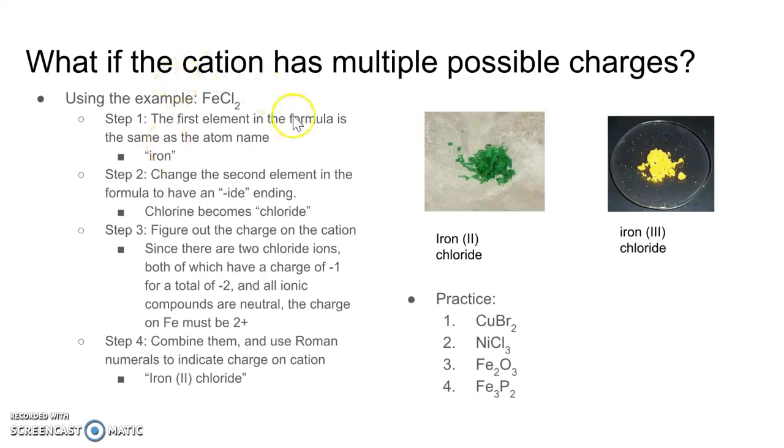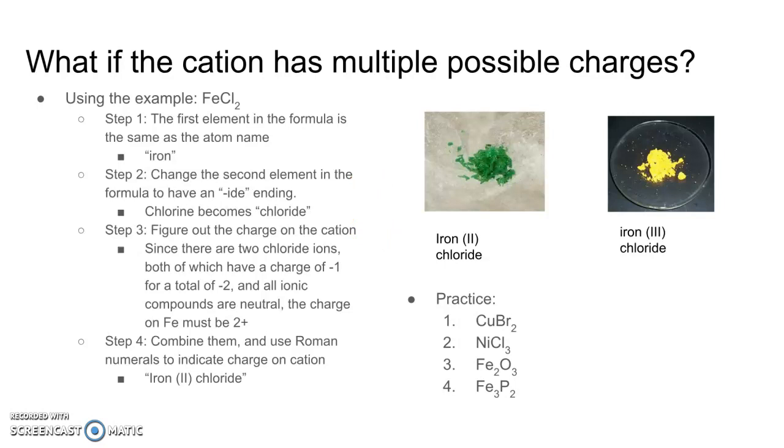So if I use this particular example, FeCl2, again, just as before, the first element in the formula is the same as the atom name. So Fe is iron. And then the second element in the formula has to have an IDE ending. So again, chlorine becomes chloride. Now this is where it's less intuitive. You have to figure out the charge on the cation.